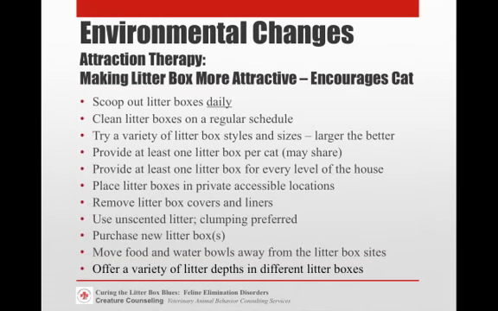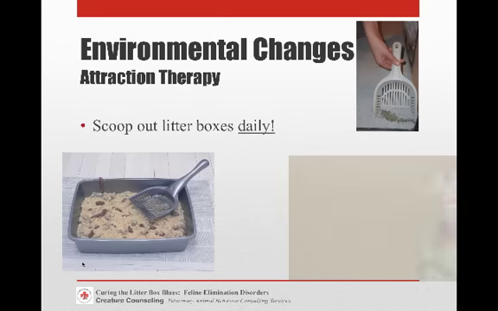Okay, so I'm going to go through each one of these individually, you guys, but I wanted you to have one slide where you can actually look at the different things you need to do. So remember, the two things that we try to do is attraction therapy, attracting the cats to the litter box, and aversion therapy, keeping them away from the places that you don't want them to urinate or defecate. So these are what I really consider environmental changes. Right, so let's do it individually.